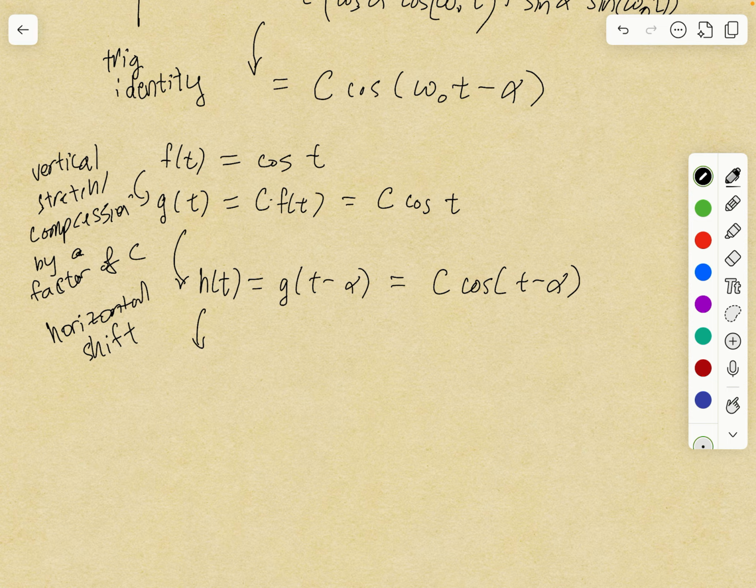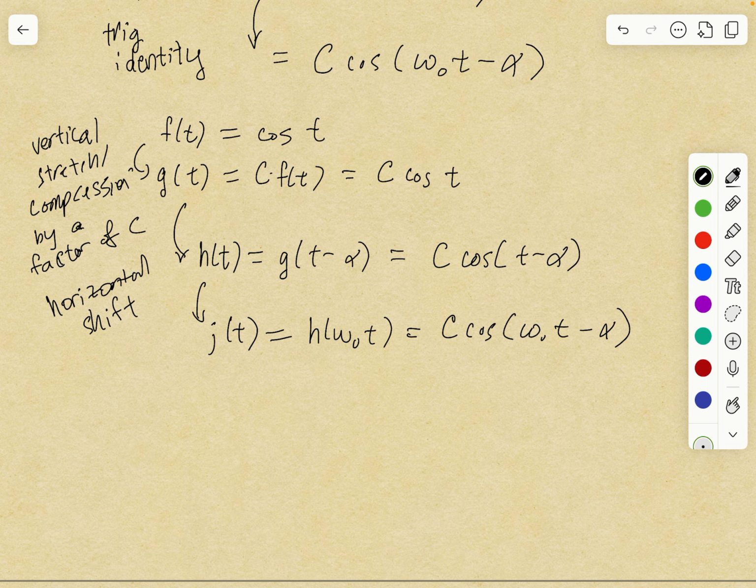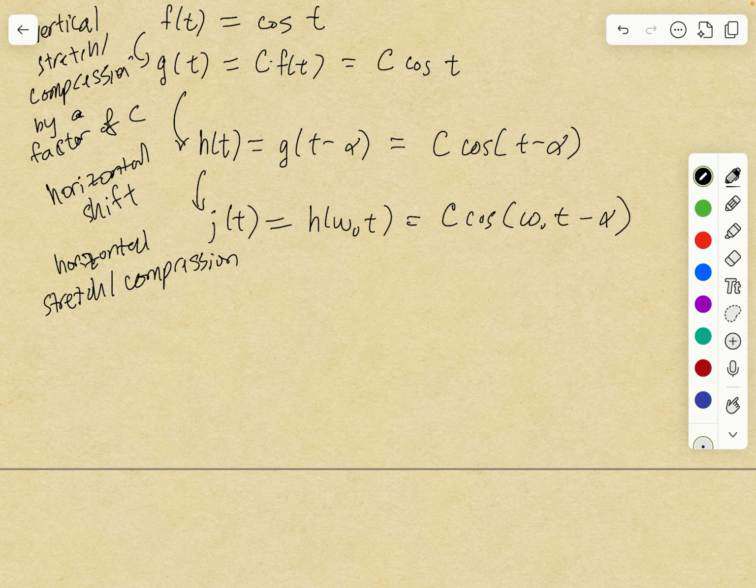And then the last step to get, say, j of t is I replace t by omega naught t. So it's h of omega naught t. That's going to be C cosine of omega naught t minus alpha. And so h of omega naught t compared to h of t, that's a horizontal stretch or compression depending on whether omega naught is less than 1 or greater than 1. Okay? So basically it's a wave.